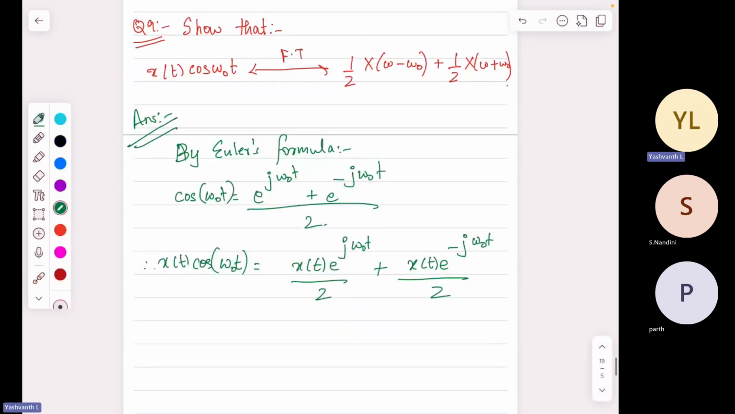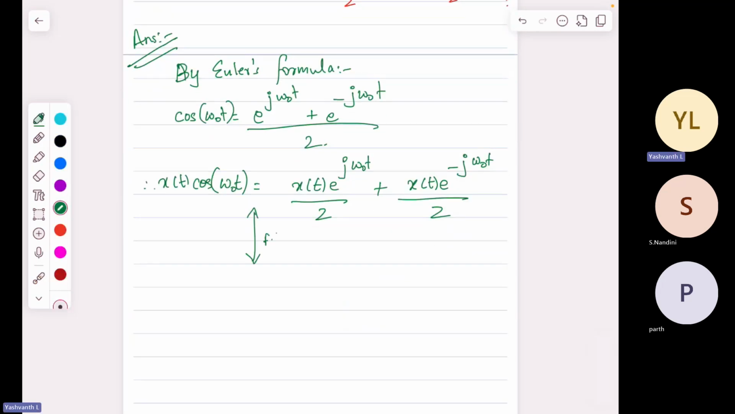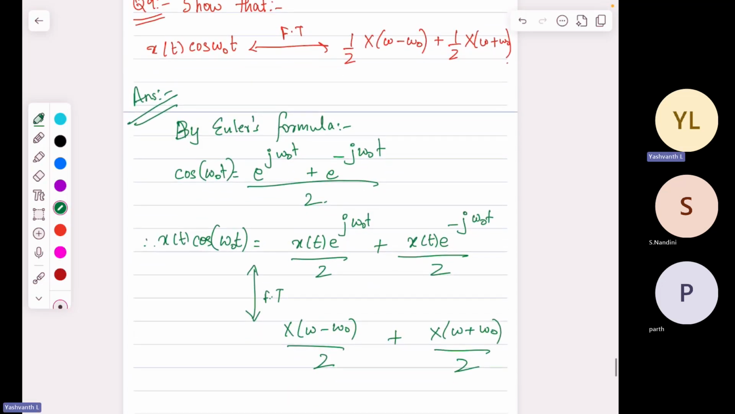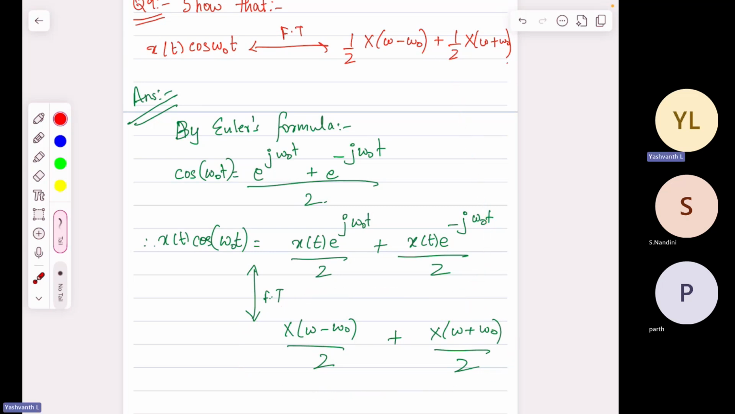Therefore, the Fourier transform will be, for the first term, X of omega minus omega naught by 2. Here it is X of omega plus omega naught by 2. That's exactly what we have to prove. Is it okay? Yes, sir. That's all. It's just two steps, but it is a very, very important result people use in communication systems.